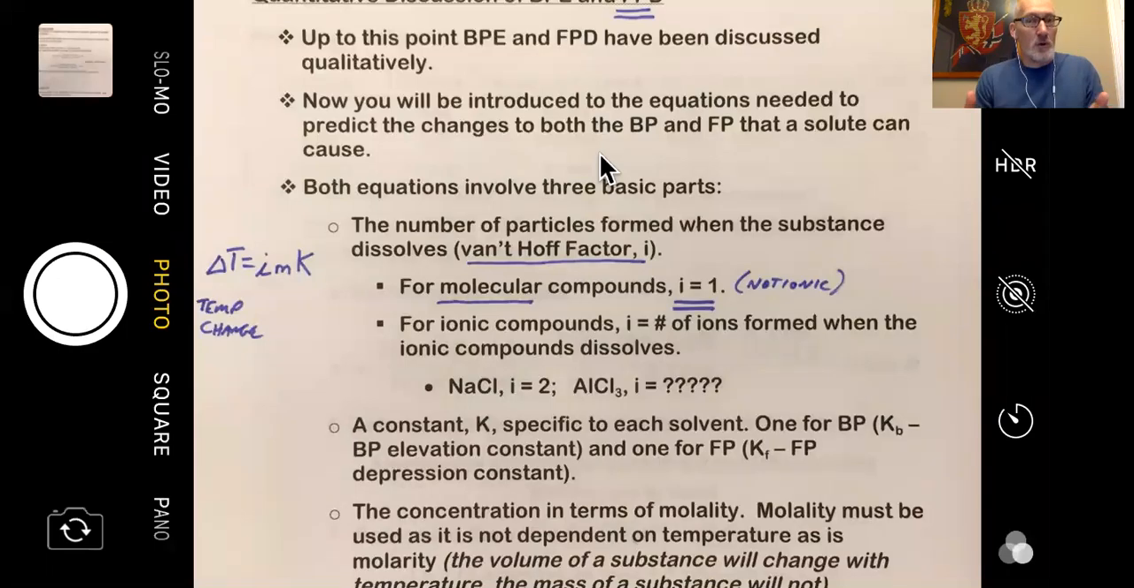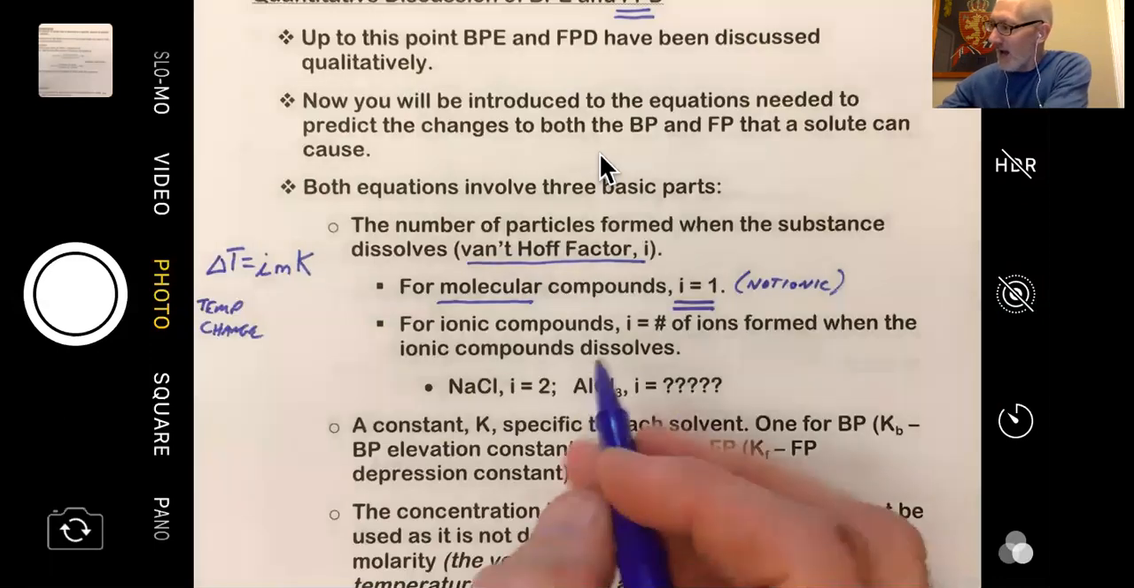Because when we go back to talking about sugar dissolving into water, the sugar doesn't break apart. The carbons and the hydrogens, the oxygens, they don't break apart. It's one sugar molecule. So this i number represents the number of particles that whatever the solute is breaks down into when you dissolve it into a particular solvent.